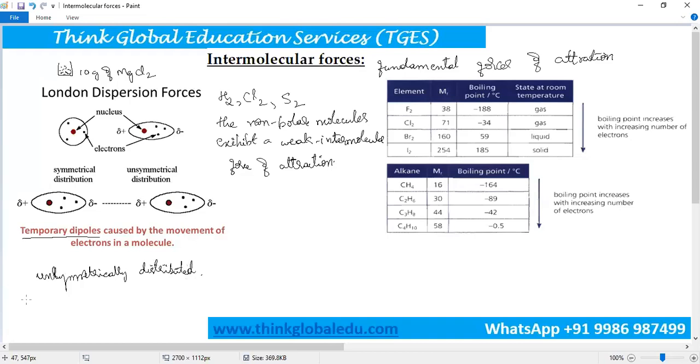These London dispersion forces are the attractive forces that cause nonpolar molecules such as nitrogen, halogens, and the gaseous substances to exhibit properties such as condensing to liquids, and freezing into solids at lower temperature.